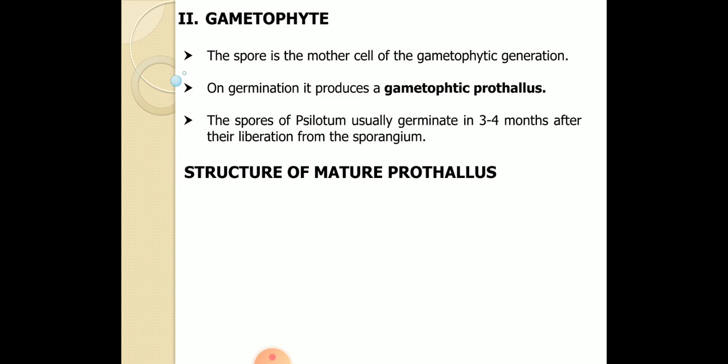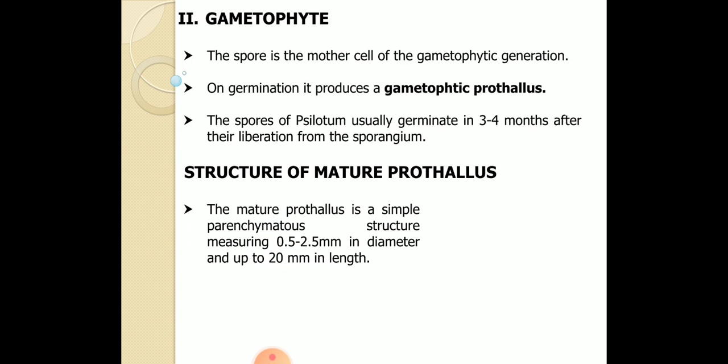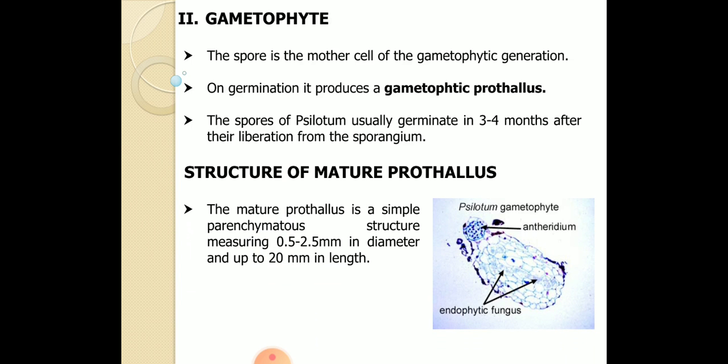What we first studied, the morphology of the sporophyte, helps in vegetative reproduction. Next is the gametophytic phase, which is reproduction by the sexual mode. The spore is the mother cell for the gametophytic generation. It germinates to produce the gametophytic prothallus, usually 3 to 4 months after liberation from the sporangium. The mature prothallus is a simple parenchymatous structure, usually measuring about 0.5 to 2.5 millimeters in diameter and up to 20 millimeters in length.